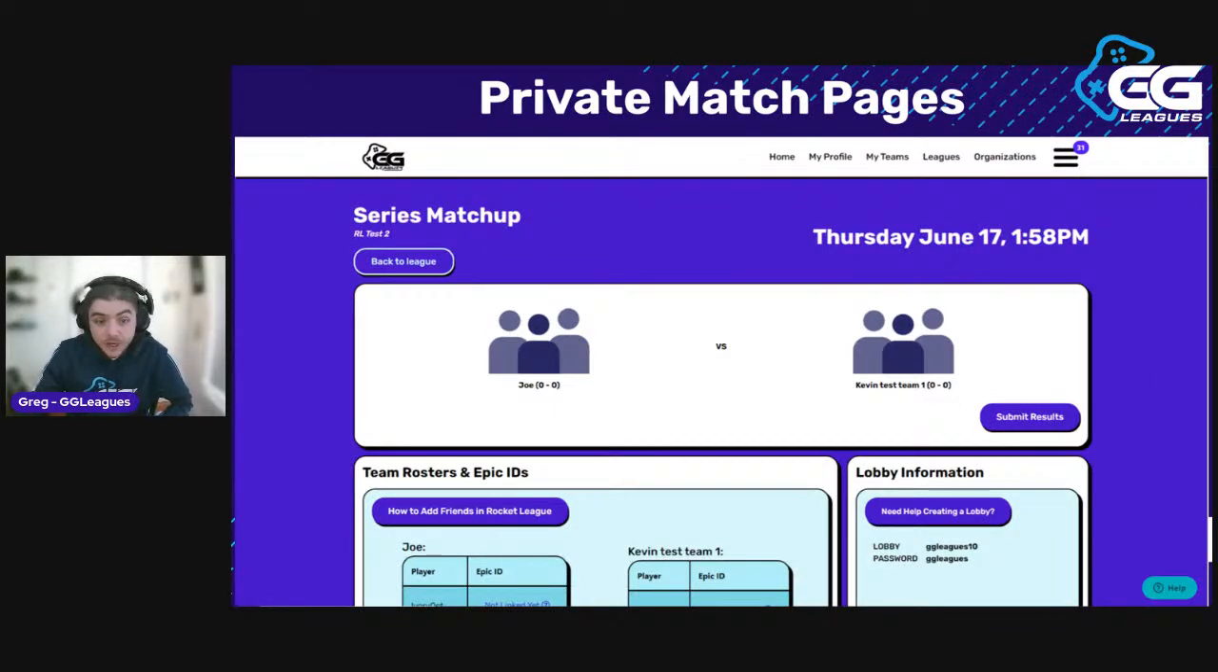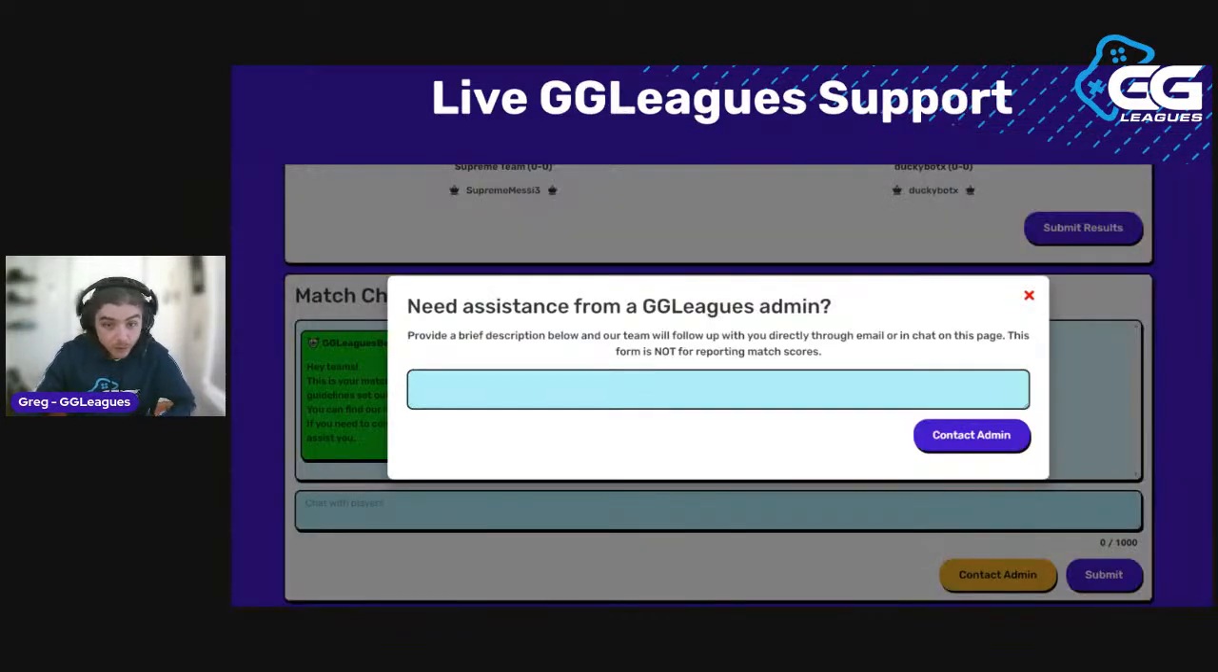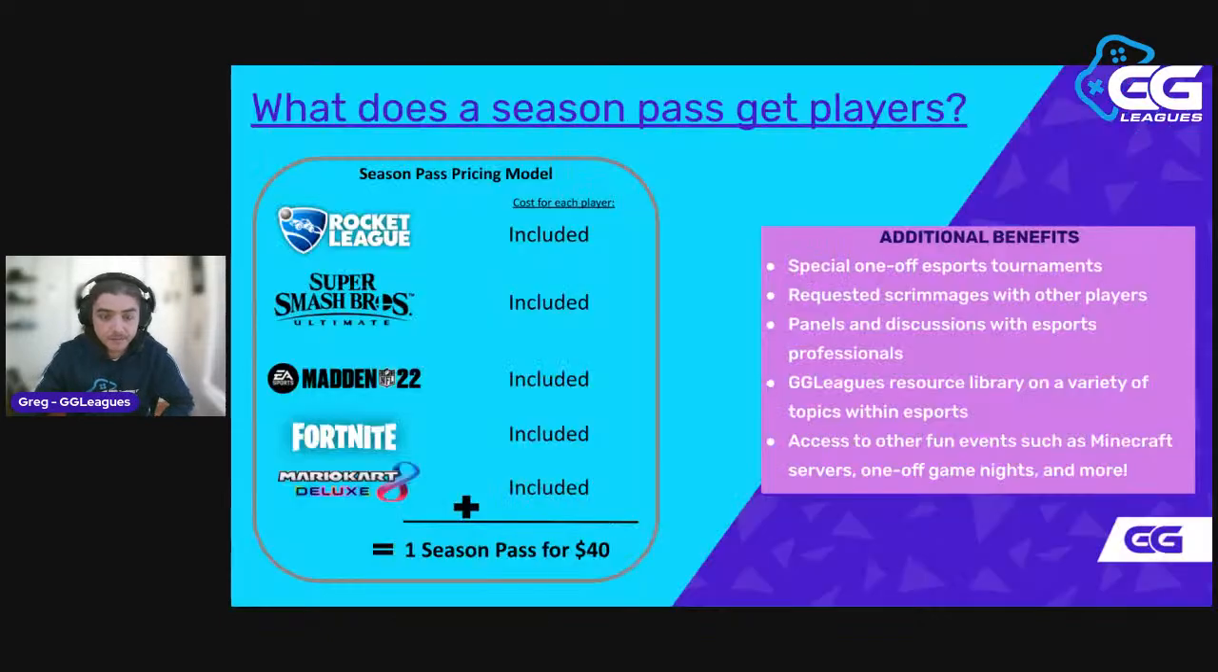As well as once you join a league, on your match night, we will have private match pages for your games that will allow you to communicate with your opponent, give you all the information you'll need in order to join up with them. As well as with those chats, those are constantly moderated by our league referees and administrators. So if anyone ever needs to reach out for support, they can always do so during their matches on their league night.